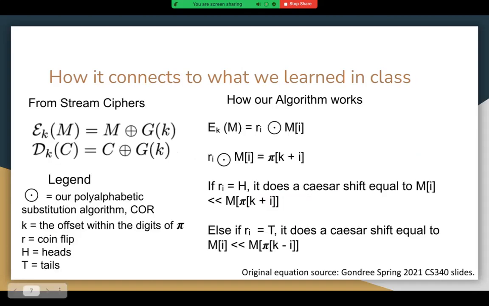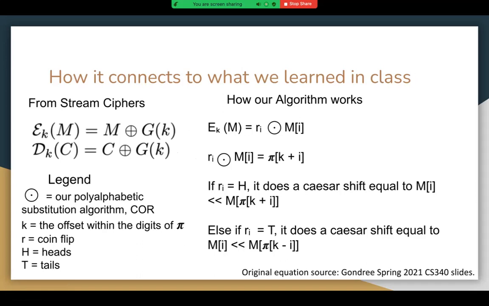We also made some equations to describe the behavior, much in the same way that we had some equations when we were going over the stream ciphers. So if you recall, we had with the stream ciphers, a message encrypted using a key K equals the message XORed with the pseudo-random number generator key in order to get the ciphertext. And then the decryption was the reverse of that process to get the message back out.